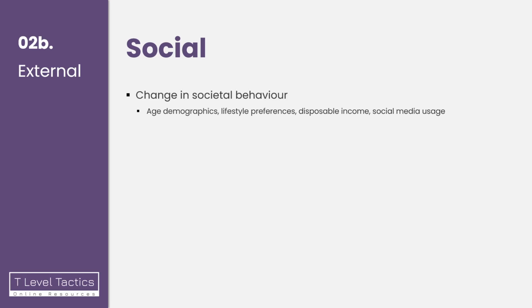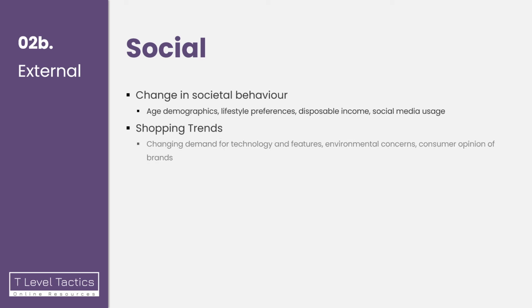With social factors, there could well be a change in societal behavior. Things like age demographics, lifestyle preferences, the amount of disposable income available to people, and social media usage can all have an impact. People's shopping trends can change. Changing demand for technology and features, environmental concerns, consumer opinion of different brands can all have an impact.